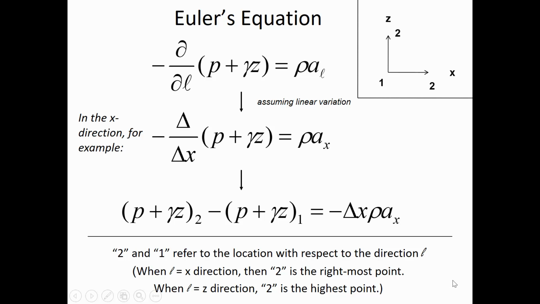Now here's a word of warning. We can only apply Euler's equation for one acceleration at a time. And so if an object is experiencing acceleration in more than one direction, then you have to do Euler's equation in different steps. It has to be sequential.